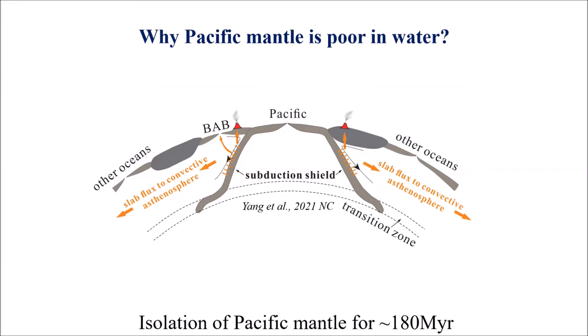The reason for us to use shield is that the subduction slab actually shields the Pacific mantle from the water-rich flux contributions. Well, I use a different word in Chinese. I'm not sure if Ross knows that. I will introduce it later.